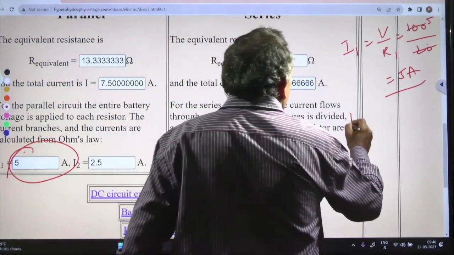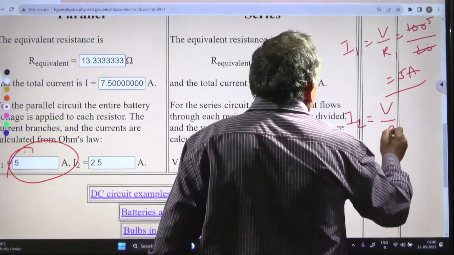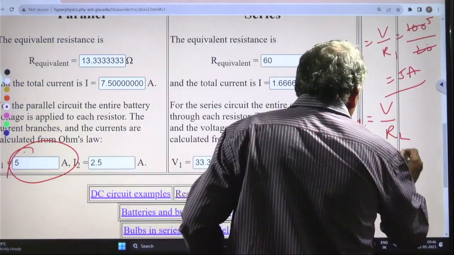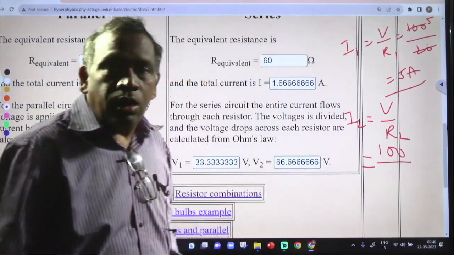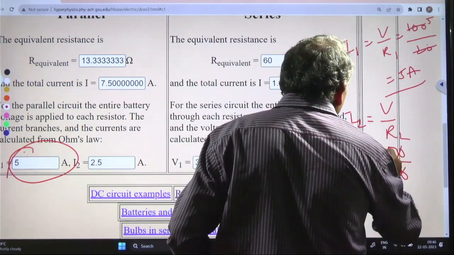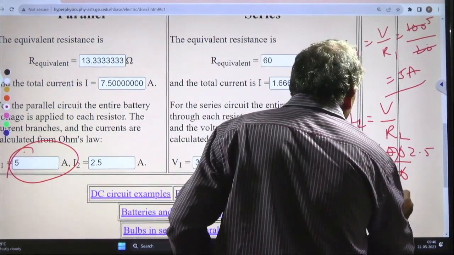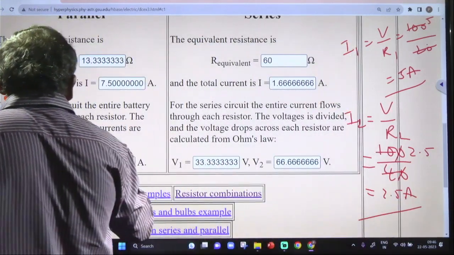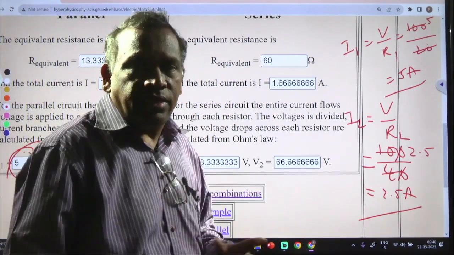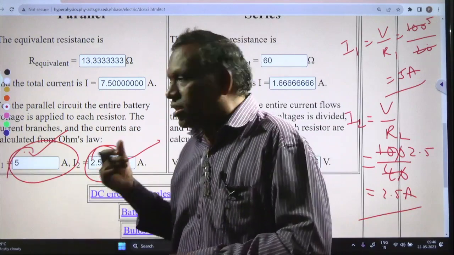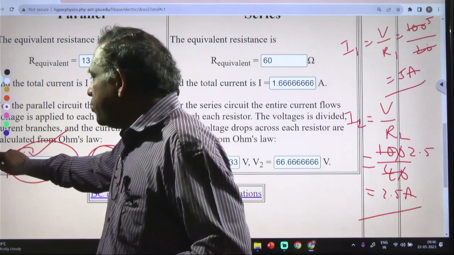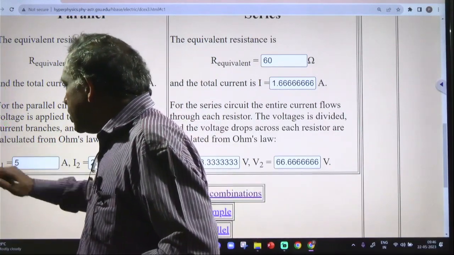Similarly, I2 in the parallel connection is equal to V by R2. Voltage is 100 volts, and the R2 value is 40. The zeros get cancelled, 4 2s are 8, so it is 2.5 amperes. This is the value you got. So individual currents are 5 and 2.5. Total current is 7.5. Equivalent resistance is 13.33. These are the parallel answers. If the resistors are connected in parallel, these are the answers.